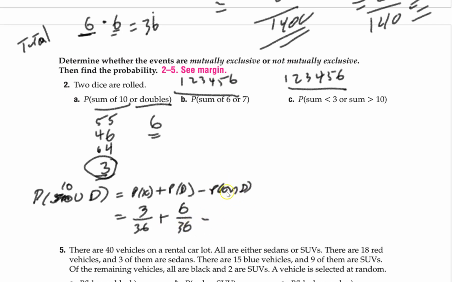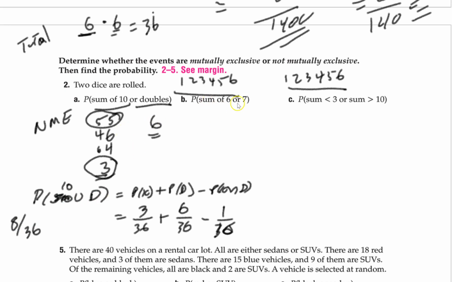Now, do they have anything in common? Let's look at it. The only ways I could get 10 were 5, 5, 4, 6, 6, 4. That's a double, right? So there's one thing in common. And there you go. So they're not mutually exclusive because they have something in common. And the probability would be 3 plus 6 is 9. 9 minus 1 is 8. So you have an 8 out of 36 chance of either getting a sum of 10 or a double.